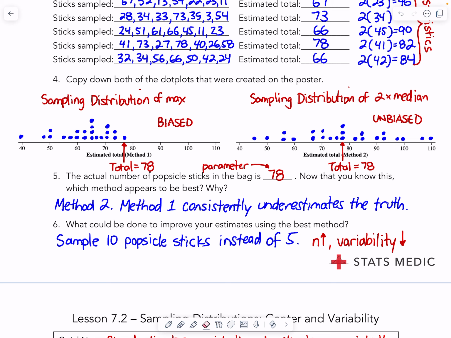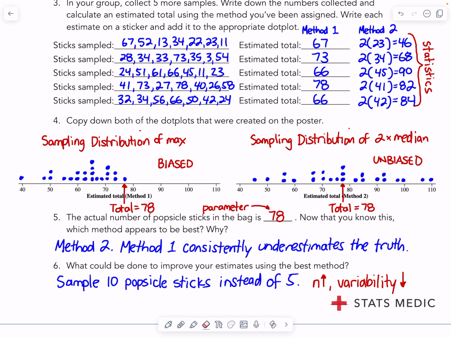On the left, this was the sampling distribution of the maximum, and on the right is the sampling distribution of 2 times the median. Each dot on the left represents the maximum of one person's sample. So for instance, one person got a maximum of 40, another person got a maximum of 49, 2 people got a maximum of 50, and so forth and so on. On the right-hand side, each dot represents what one person got in their sample of 7 sticks.